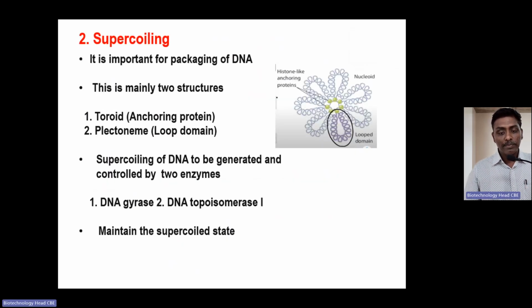Coming to supercoiling, it is important for packaging of the DNA. There are mainly two important structures. One is the toroid, that is an anchoring protein. The second is the plectoneme, that is a loop domain. The right side picture shows how the looped domain is attached with histone-like anchoring proteins. The supercoiling of the DNA is generated and controlled by two important enzymes. One is called DNA gyrase, another is called DNA topoisomerase. These enzymes maintain the supercoiled state of the DNA molecule of prokaryotes.